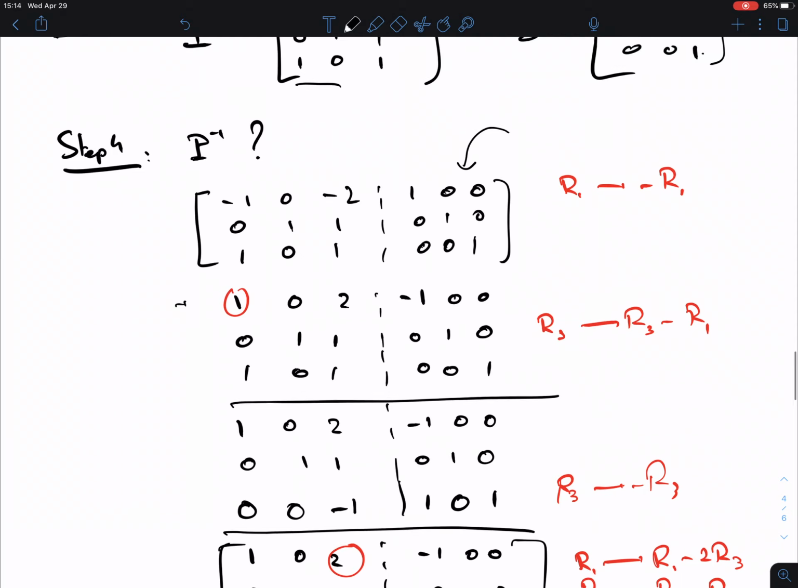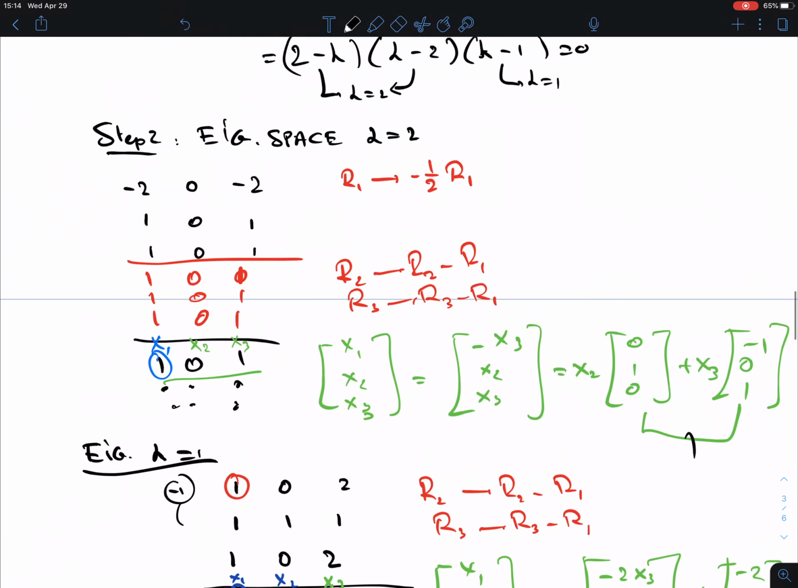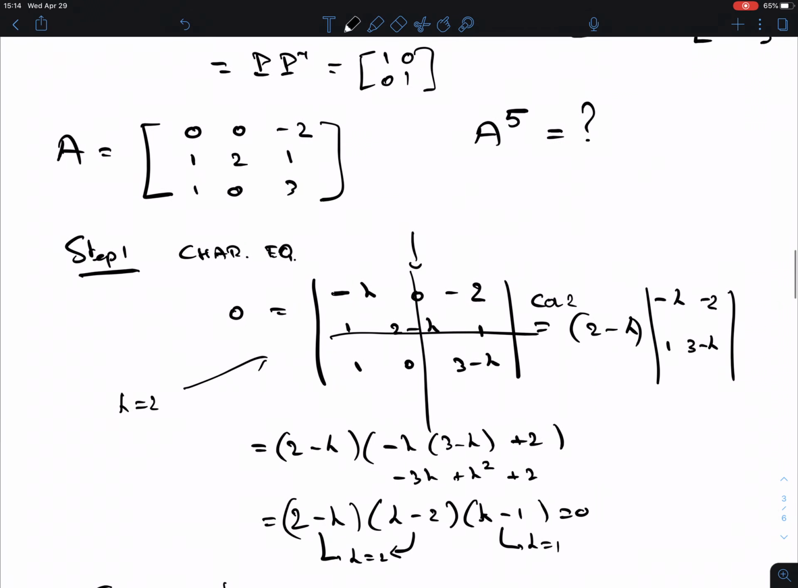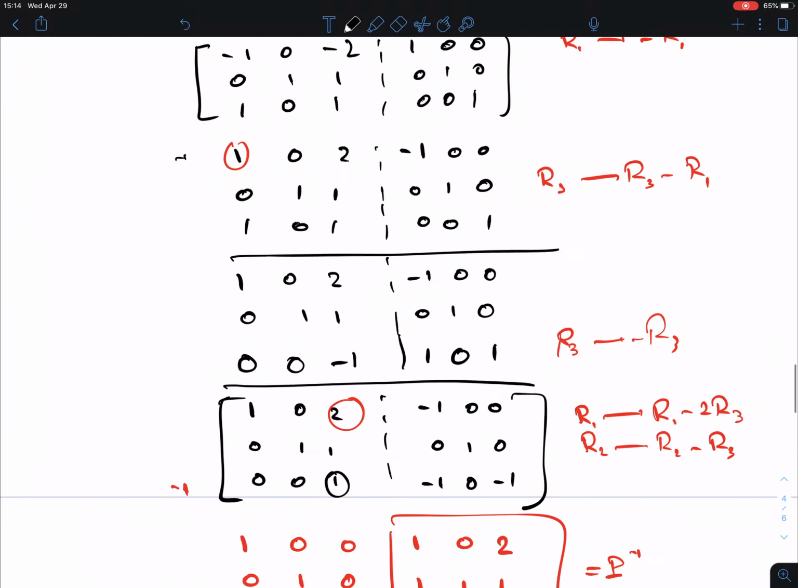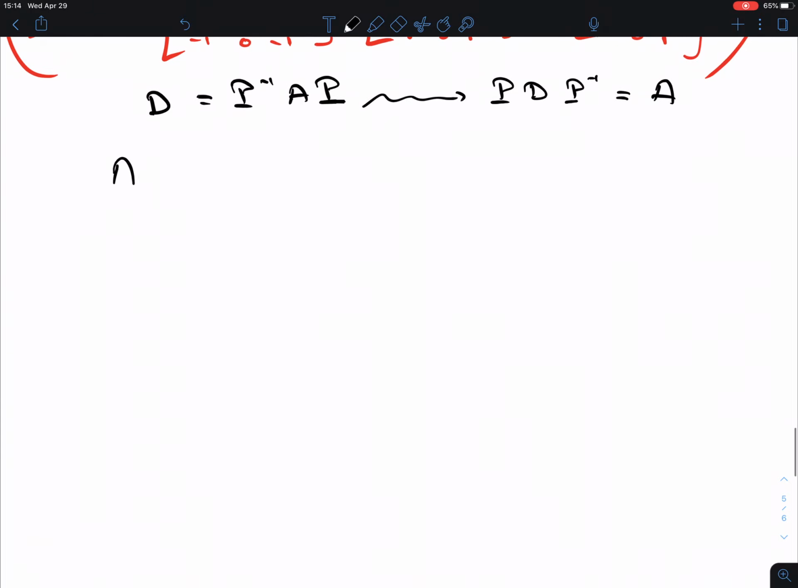Now what is the question? The question was A to the power 5, I think, right? A to the power 5. Okay, so what is A to the power 5? Well, we know that this is P times D to the power 5 times P minus 1. Again, if you don't remember anymore why this is, just work this out. Just work out what this means.